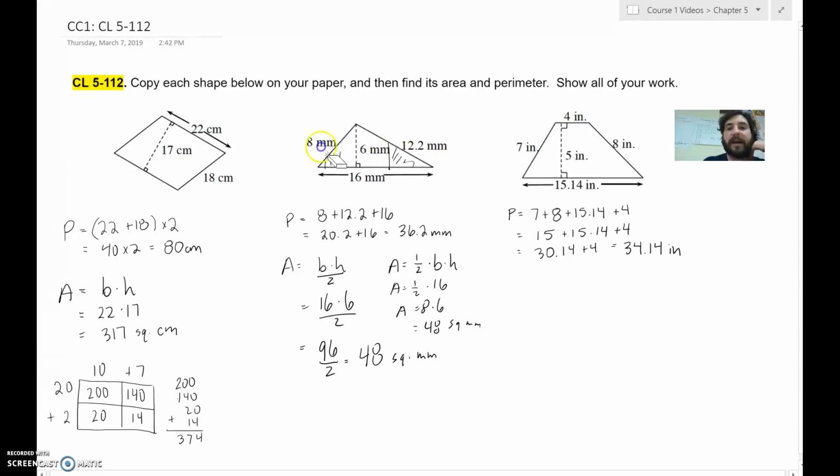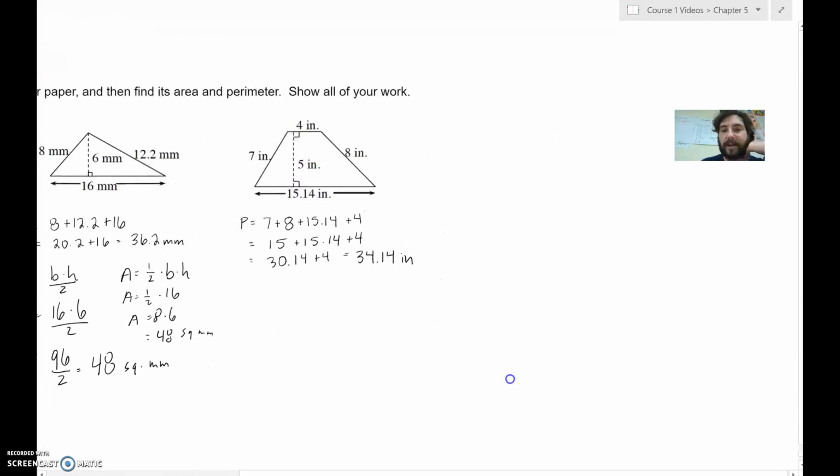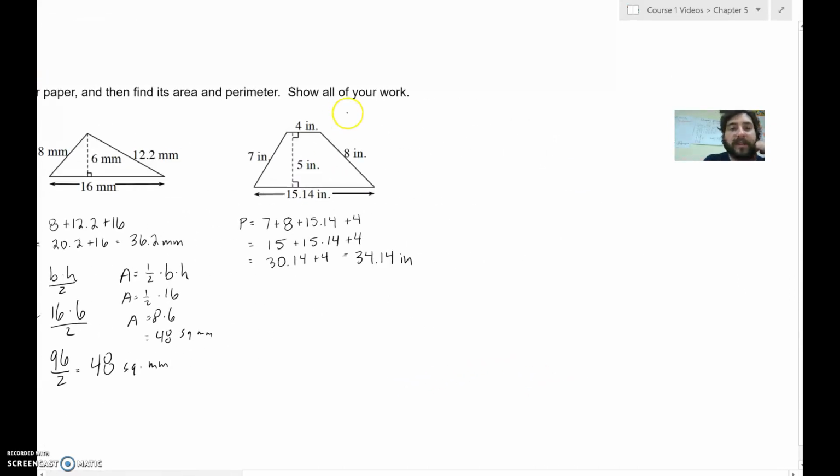A trapezoid now. Trapezoid is the fun one. So for a trapezoid, you've got a couple different formulas. One of them is to do just like you did with a triangle and double it, and when you do, you end up with a parallelogram again. And the formula for a parallelogram is base times height.